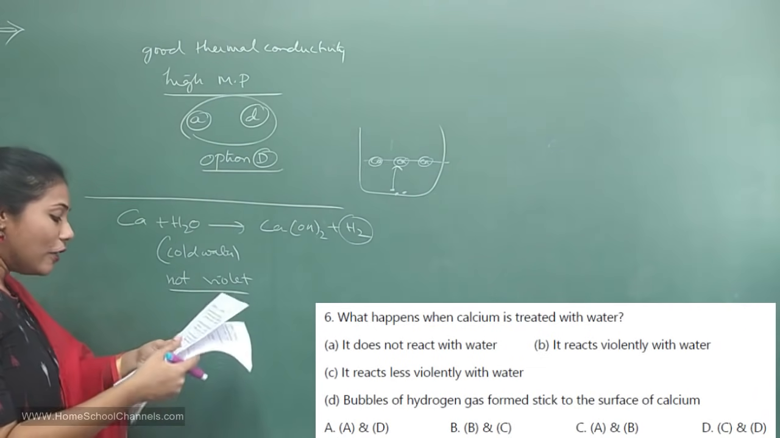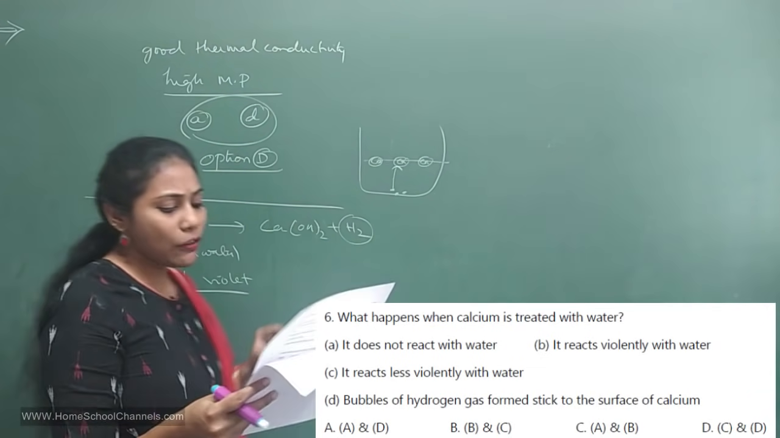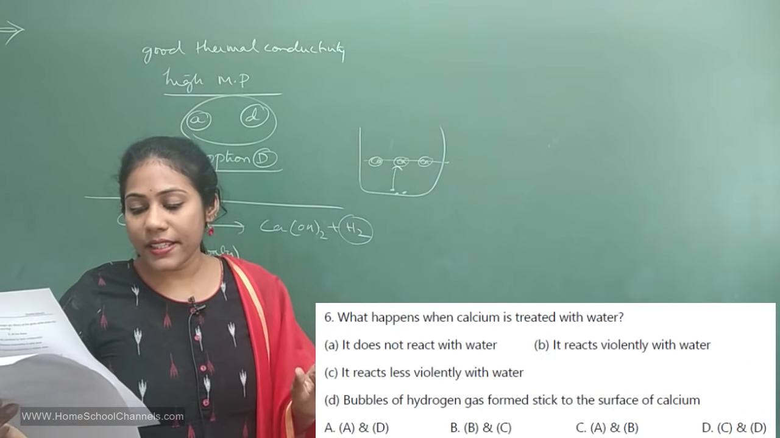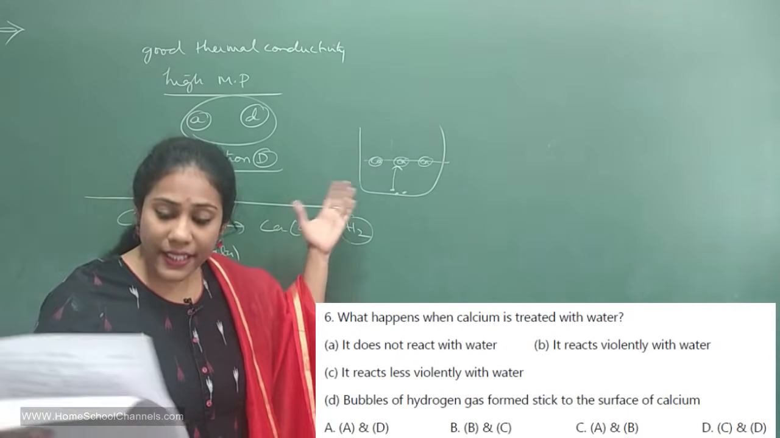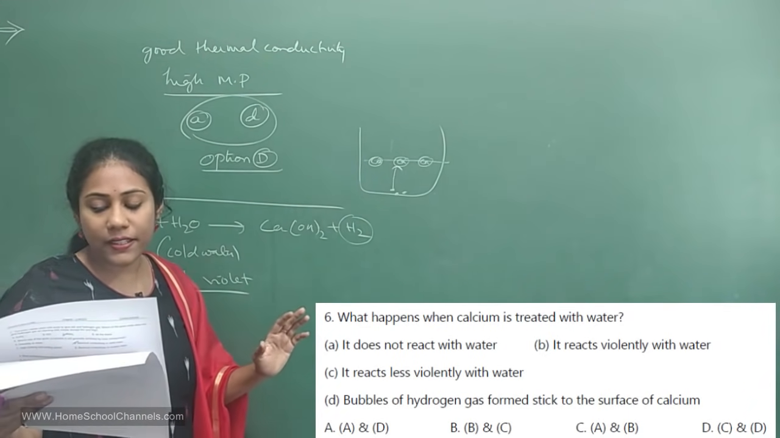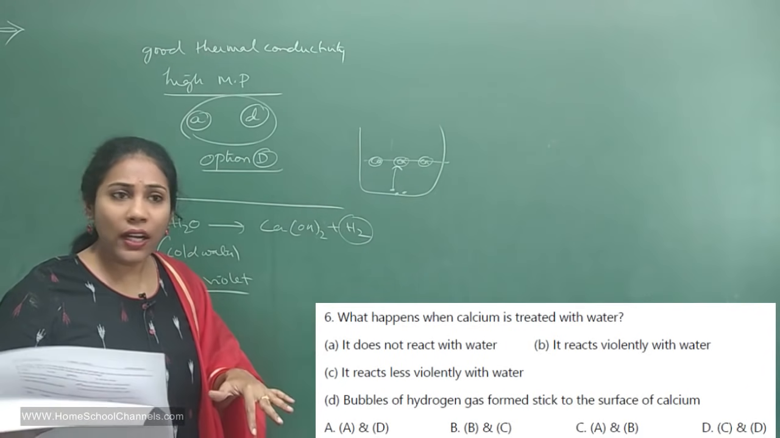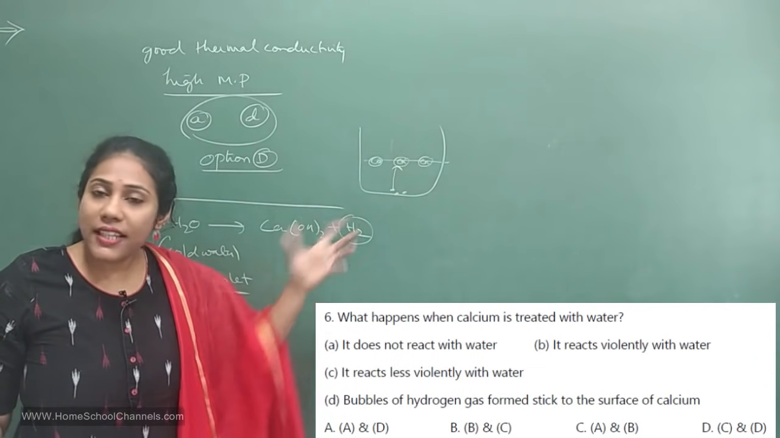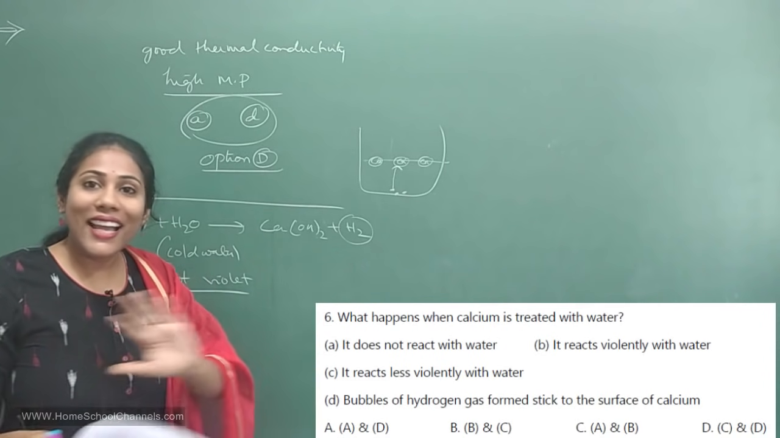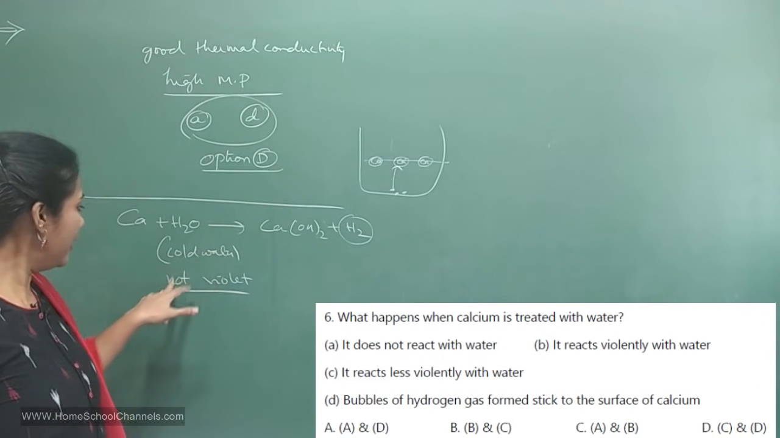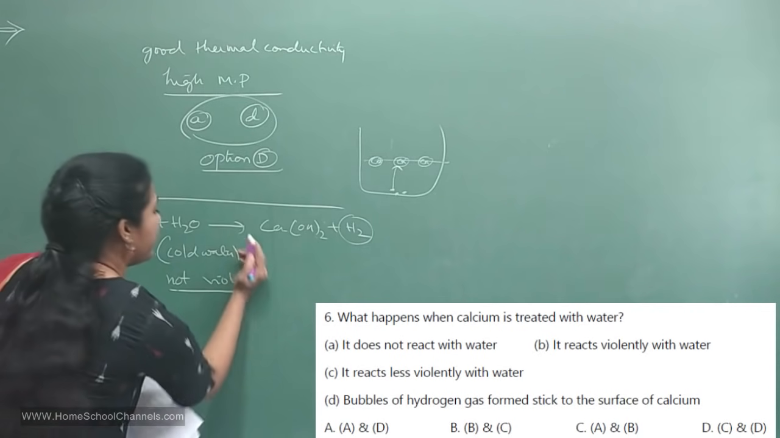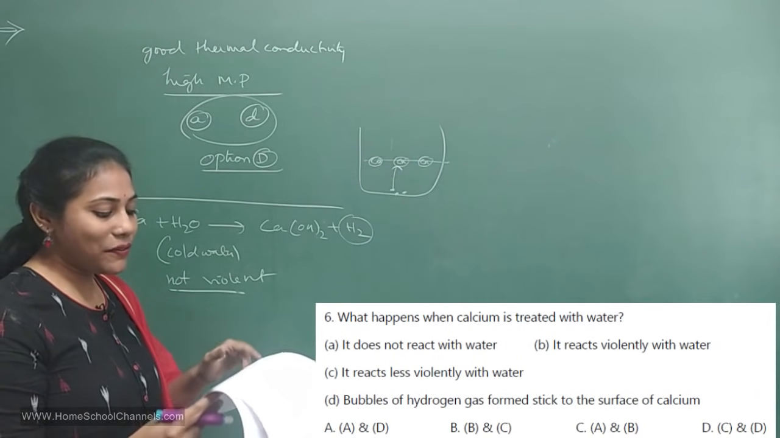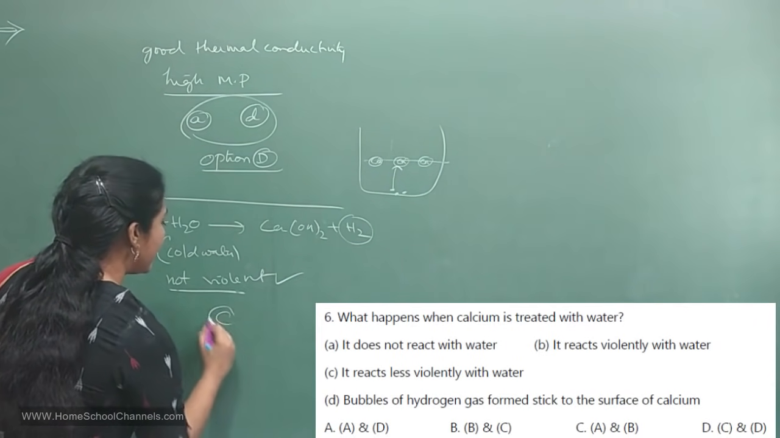Okay, now let us see what they have asked in the question. What happens when calcium is treated with water? They gave some sentences. A sentence, it does not react with water. No, it is reacting with water. It's a wrong sentence. B, it reacts violently with water. I mean, during the reaction of calcium with water, do you expect fire just like sodium and potassium? No, the reaction is not violent. I told you, right? Not violent. And the third sentence, C sentence, it reacts less violently with water. Yes, C sentence is correct.